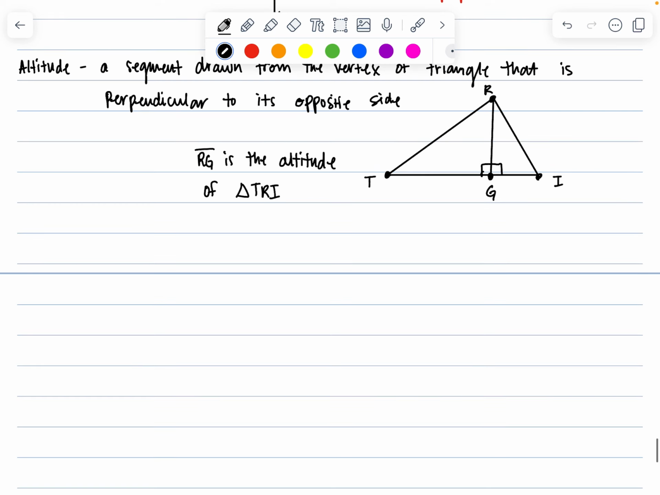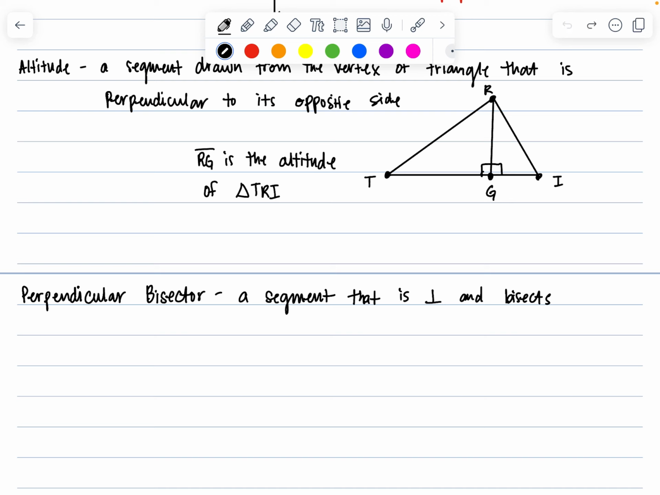Last but not least, we have what we call a perpendicular bisector. Now this is 2 definitions in one. We talked about perpendicular today. We talked about bisectors in the last lesson. If you know both of those definitions, it works itself out. A perpendicular bisector is a segment that is perpendicular, so the upside down capital T, and bisects another segment.